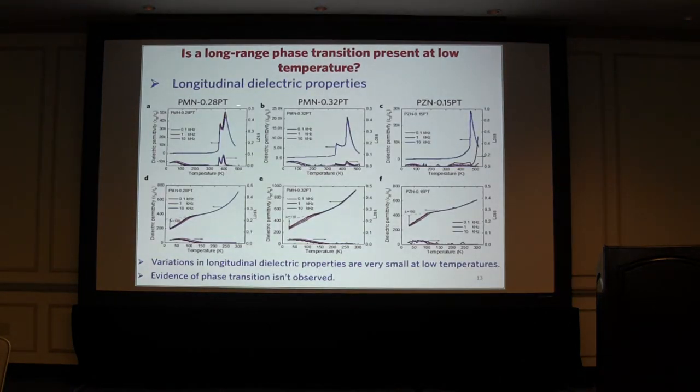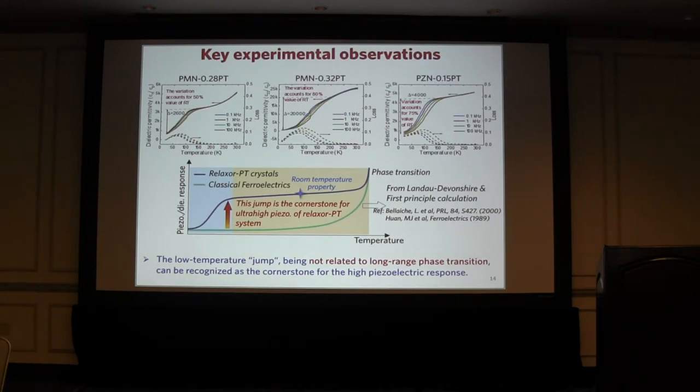We also measured the longitudinal dielectric permittivities for this crystal. The longitudinal dielectric permittivity is very sensitive to phase transitions. You can see here is the rhombohedral to tetragonal phase transition, and here is the orthorhombic to tetragonal phase transition. Here is the tetragonal to cubic phase transition. So it's very sensitive to phase transitions. But at low temperature, the variation is very small, so we don't think there is a long-range phase transition at cryogenic temperature.